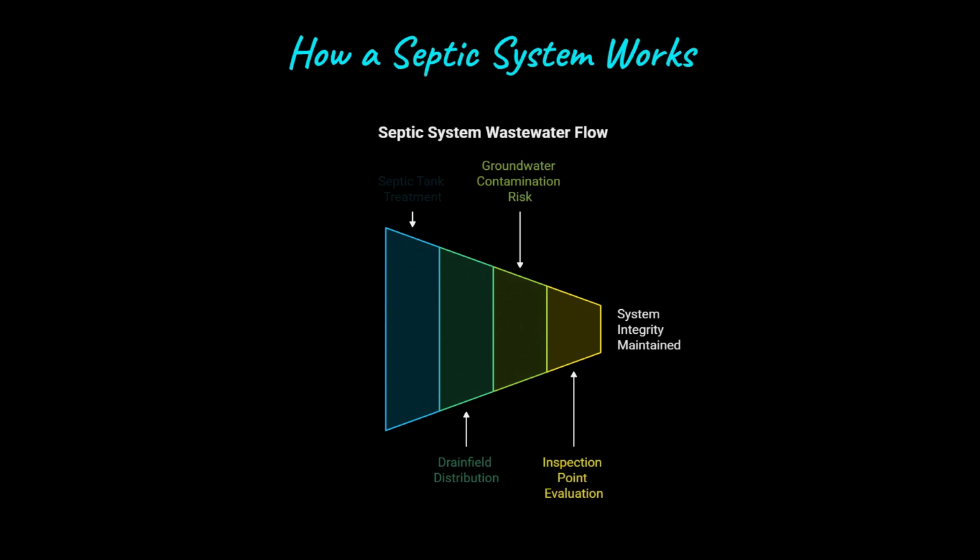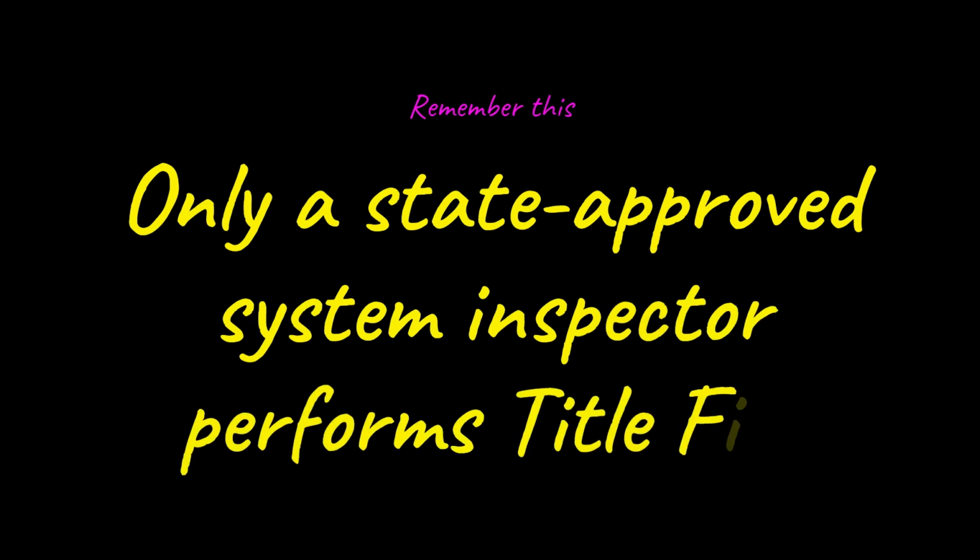The septic system itself shows why this expertise matters. Wastewater flows from the house into a tank, then out to a drain field, with groundwater nearby that could be contaminated if the system fails. Remember, when a question asks who may perform a Title V inspection, the answer is always the state-approved system inspector.